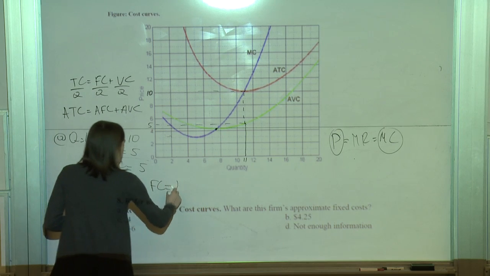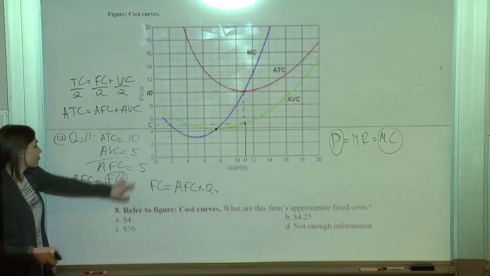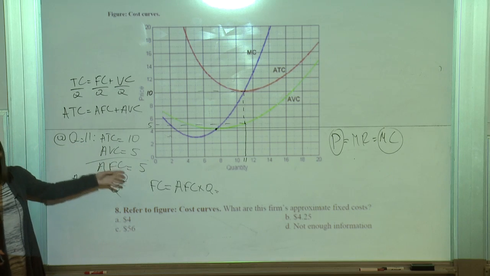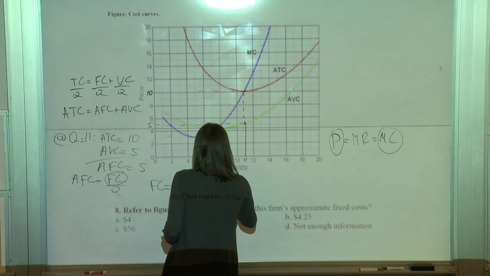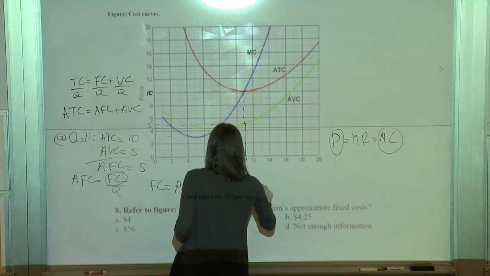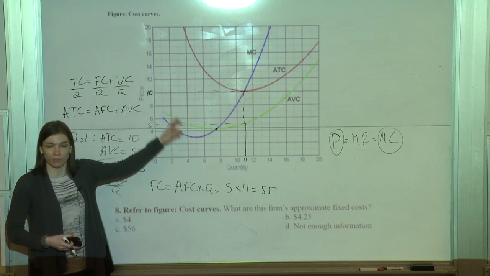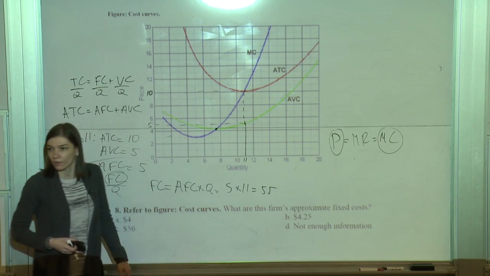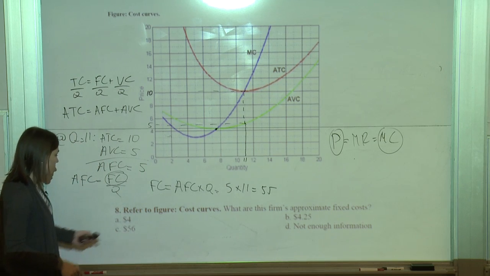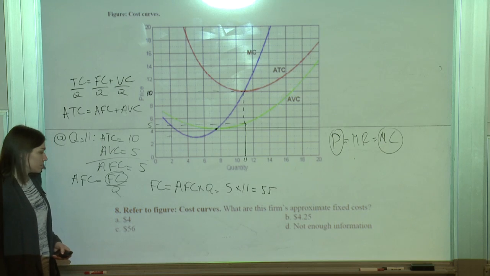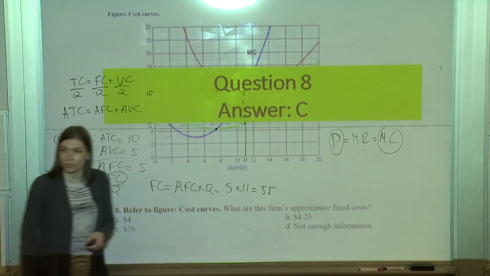Okay? And I have both of them. Average fixed is 5, Q is 11, so it's approximately 55. All right? What is it? 5 times 11. It's 55. The closest answer is 56, because we rounded up a little bit. Okay? And that's my fixed cost for the firm. It's $56, which is answer C. Questions?